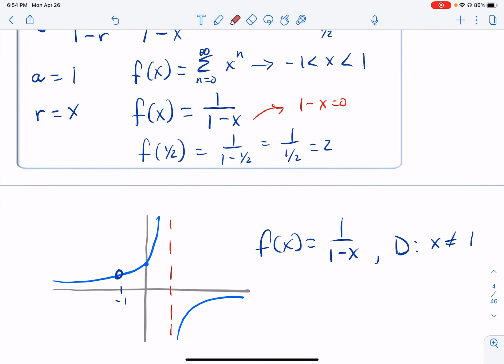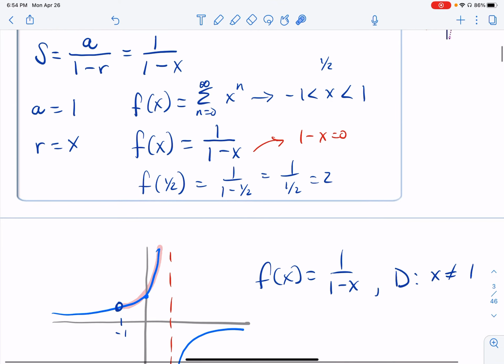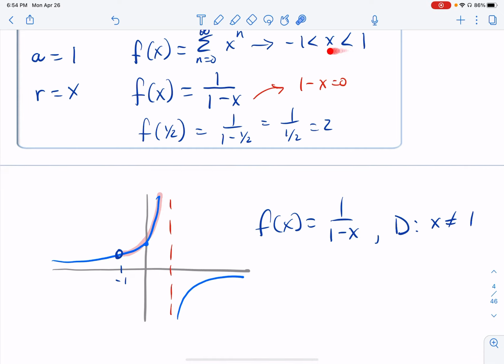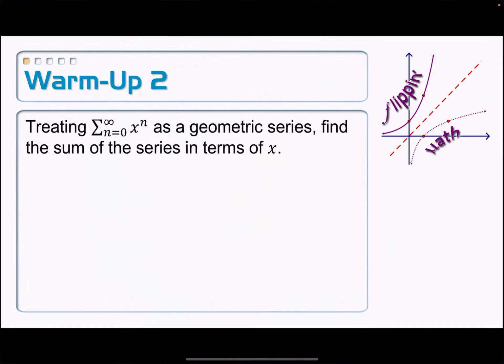Let's maybe make this one right. So our power series here, if I think of it as a function with its interval of convergence of -1 to 1, is called an interval of convergence because it converges to the graph of the function 1 over 1 minus x, but specifically only over the domain from -1 to 1. That's what our lesson is all about here today.